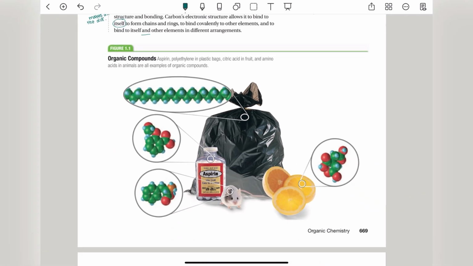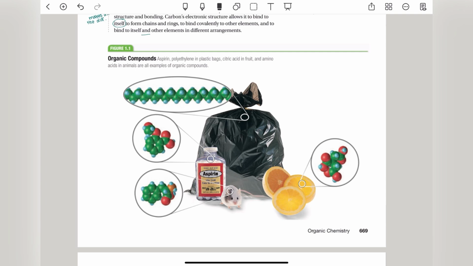Okay, so our first figure, 1.1, organic compounds. So we have aspirin here, polyethylene found in plastic bags, citric acid in fruit, and amino acids in animals and humans. These are all examples of organic compounds. I have a soft spot for amino acids. Maybe we'll have another series on amino acids, but their structures are also very interesting to learn, and their properties.